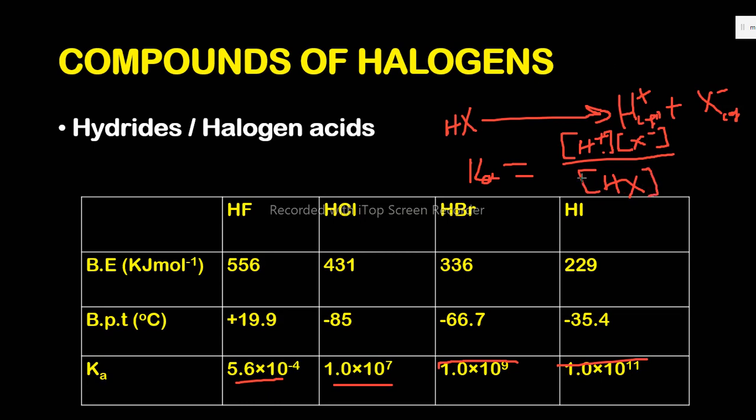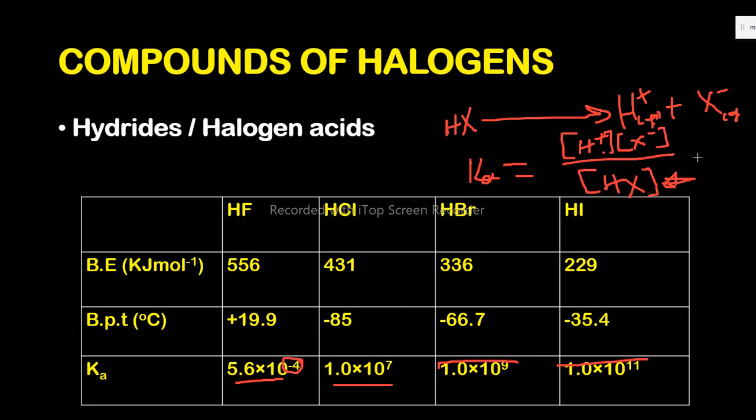So now what does this mean? If the concentration of these products is less than the concentration of the acid, then the value is going to be very small.